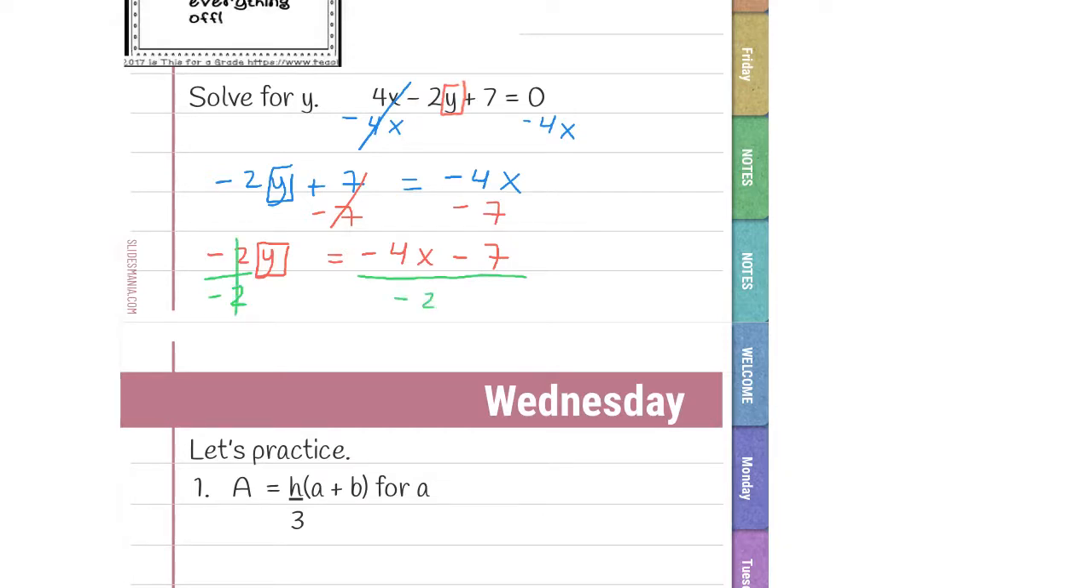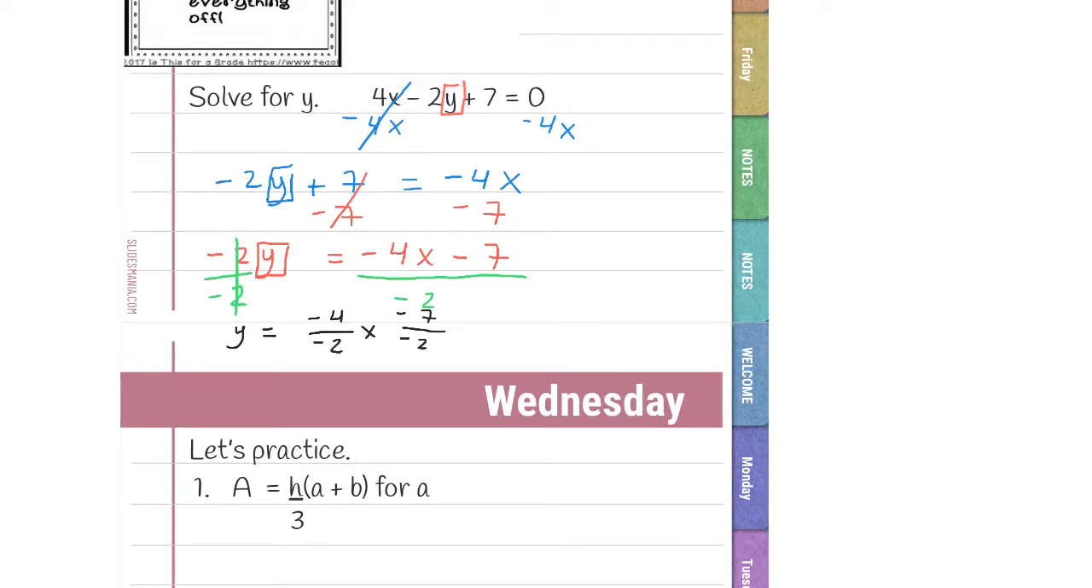Negative 2 divided by negative 2 reduces to 1. So then I'm left with y is equal to negative 4 over negative 2x, and then negative 7 over negative 2. Okay, now let me go ahead and explain how we're going to reduce this. So any negative divided by a negative turns into a positive, right?